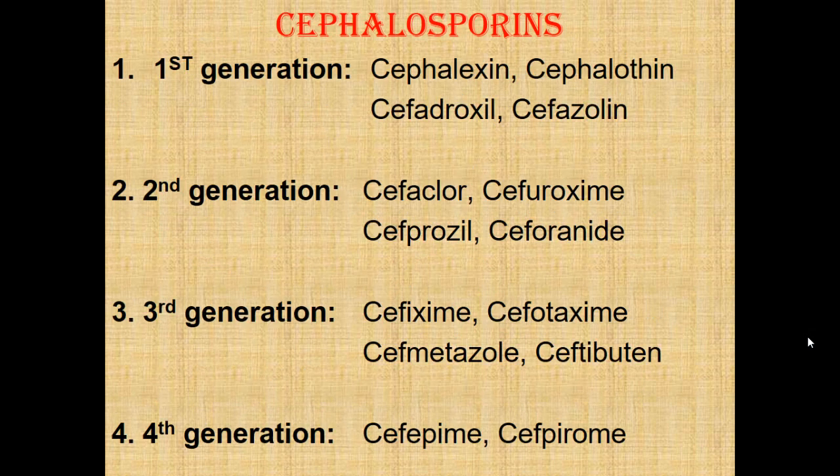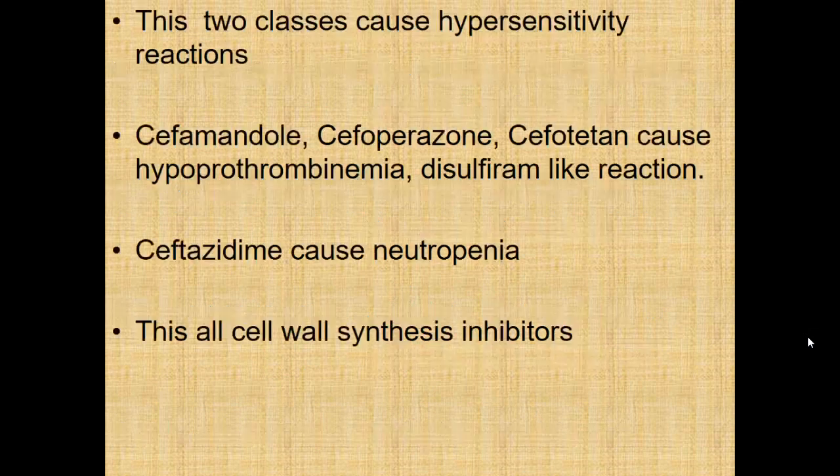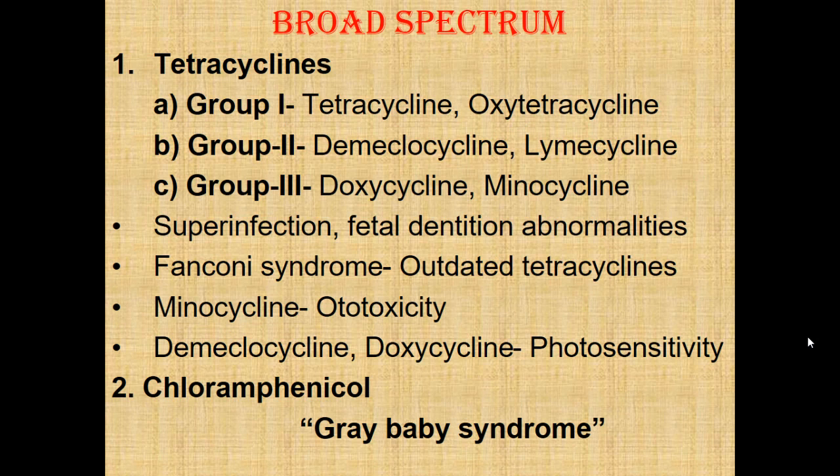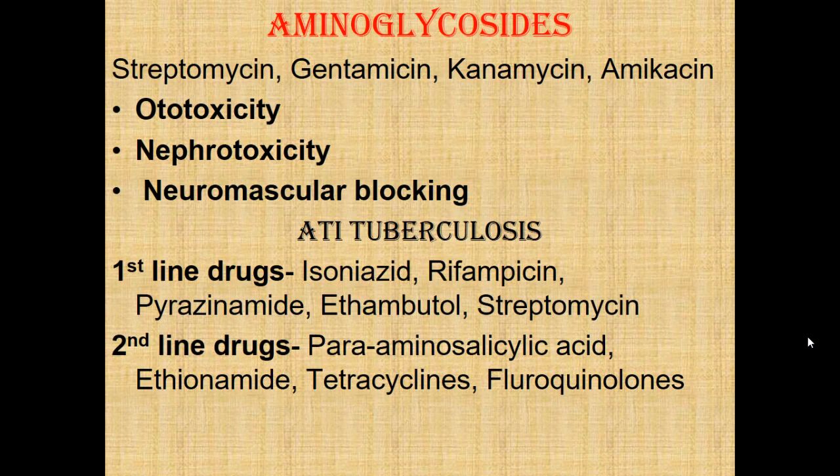Then beta lactams. Here MCQs can ask according to which generation of cephalosporin it is. These two classes are very important. One, what is the important mechanism of action, or where they bind, and which cephalosporin will cause neutropenia. Then broad spectrum antibiotics, where gray baby syndrome is a very important MCQ.